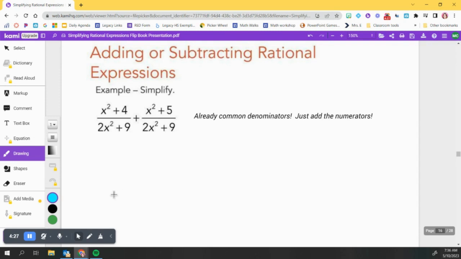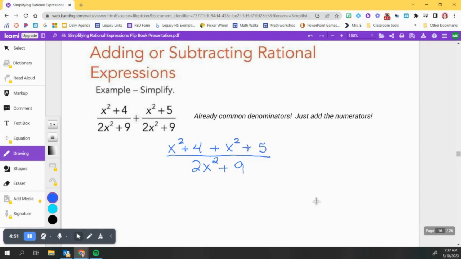Okay, so the common denominator is 2x squared plus 9. So we're going to keep that denominator as 2x squared plus 9. So I'm just going to write a denominator of 2x squared plus 9. And then the numerator, we're just going to add these two numerators together. So x squared plus 4 plus x squared plus 5.